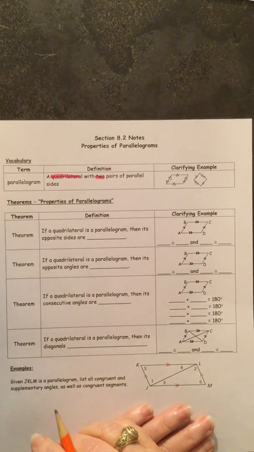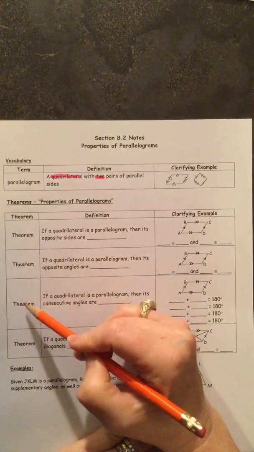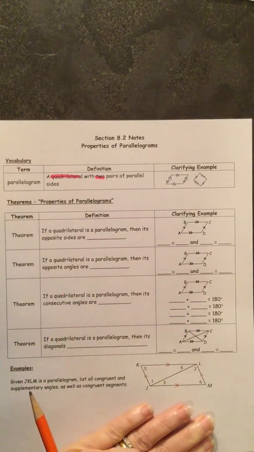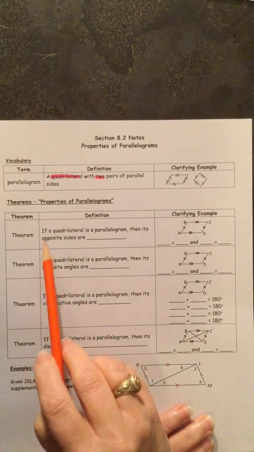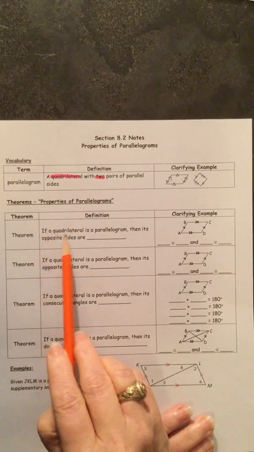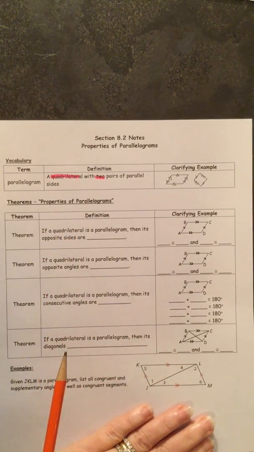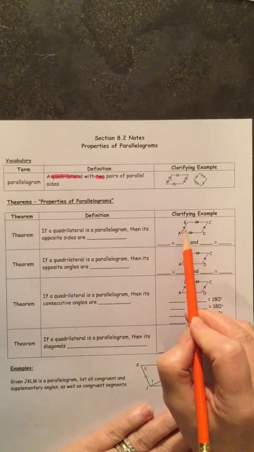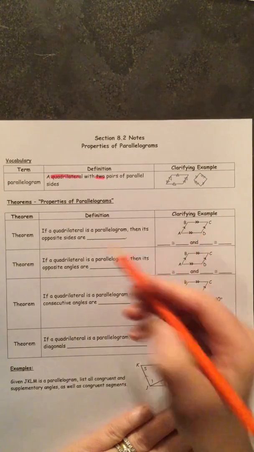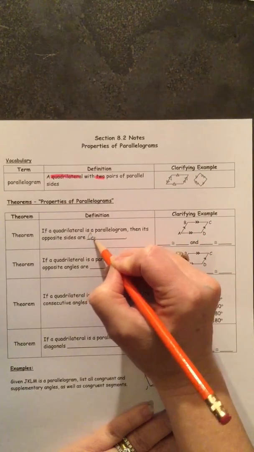All right, now let's check out the properties of parallelograms. We've got 4 theorems that we're going to talk about. Let's take a look. Our first one says if a quadrilateral is a parallelogram, then its opposite sides are congruent.